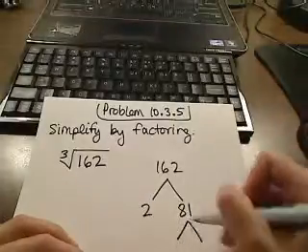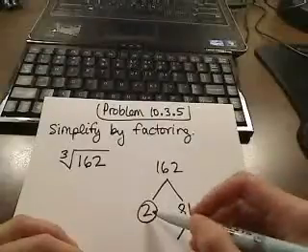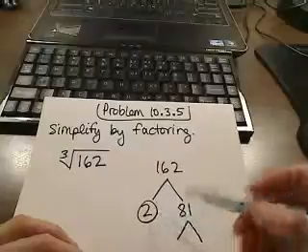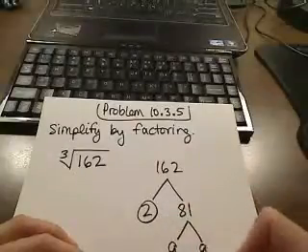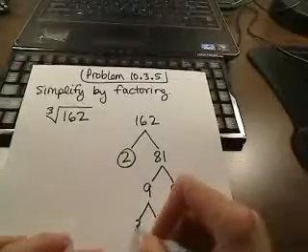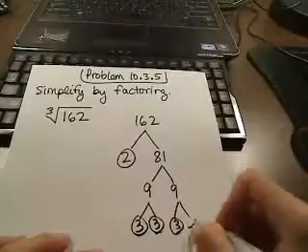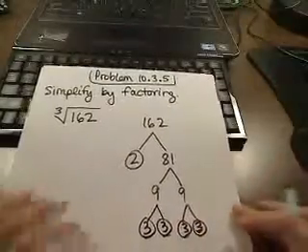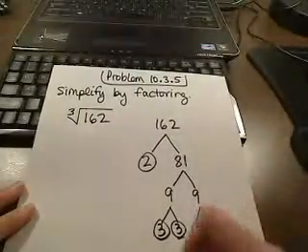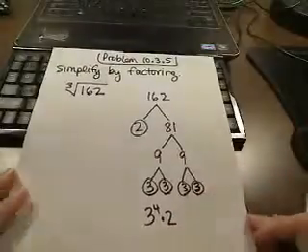And then we keep breaking this down until we get to the point where we have prime factors. So this is an endpoint of the tree right here, because 2 doesn't break down any further. And the 81 will break down into 9 and 9, and the 9s break down into 3 and 3. And those are endpoints of the tree as well, because 3s are prime numbers. So the prime factored form for 162 is actually 3 to the 4th times 2.